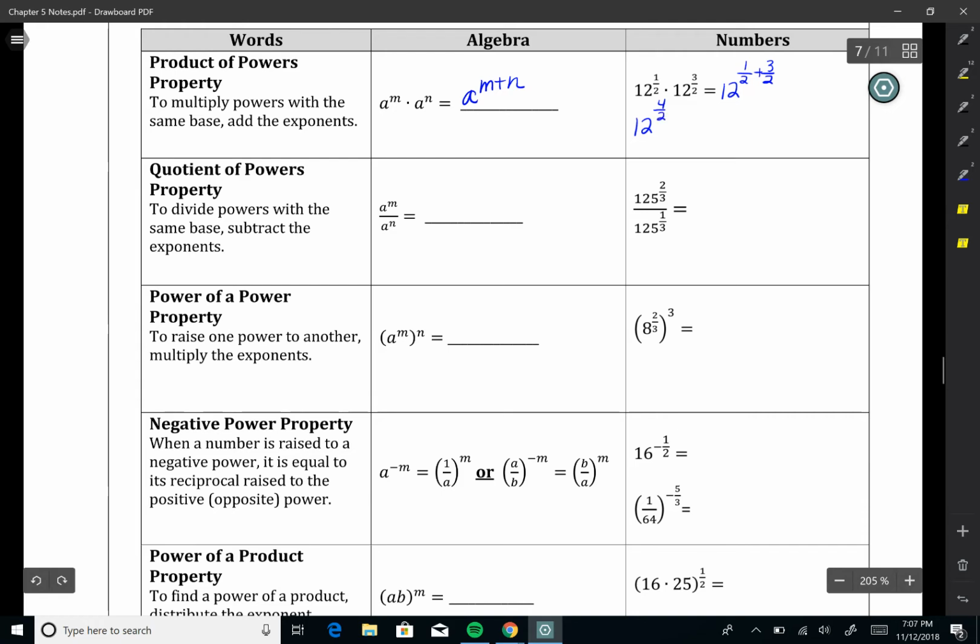And when we can simplify numerical expressions, we will always want to. Well, 4 divided by 2 is 2. So that's 12 squared. And we know 12 squared is 144.